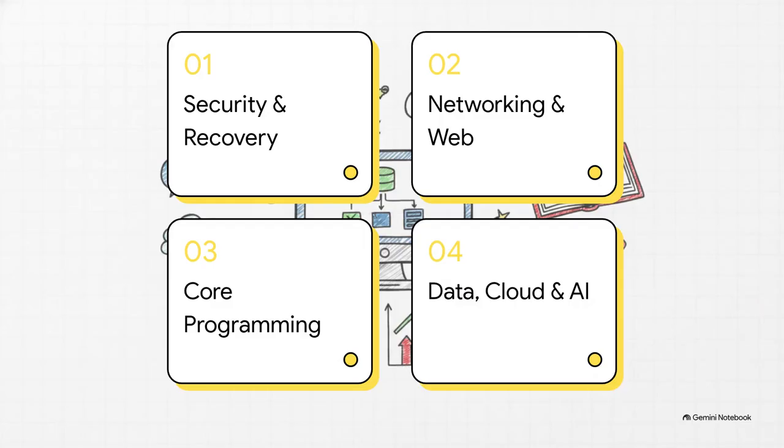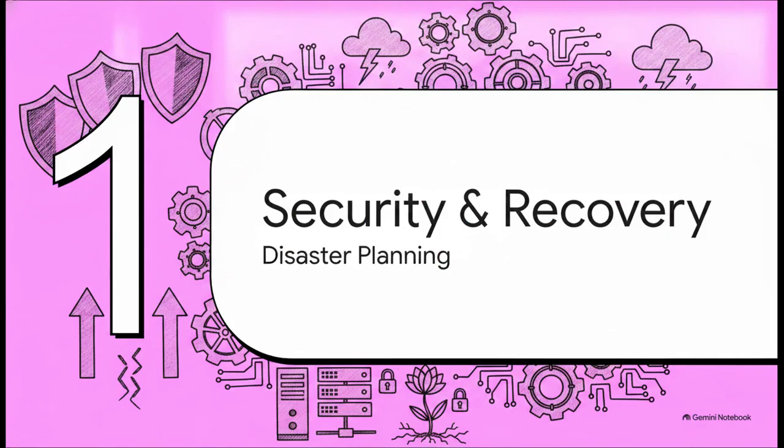Okay, let's dive right in by outlining our 4 main tech pillars for today. We'll be hitting security and disaster recovery, networking and web basics, core programming and algorithms, and rounding it out with data, cloud, and AI. Let's get to it. Pillar 1, security and disaster recovery. This is where we tackle the critical protocols that dictate exactly how enterprise systems stay alive, compliant, and highly secure.